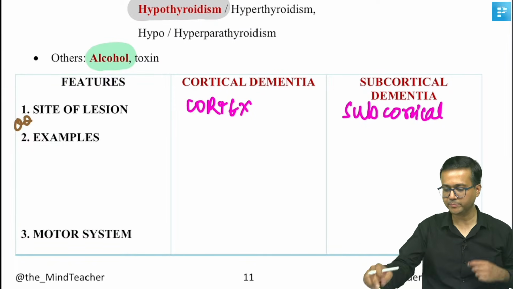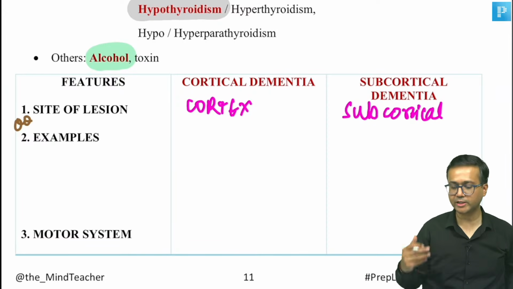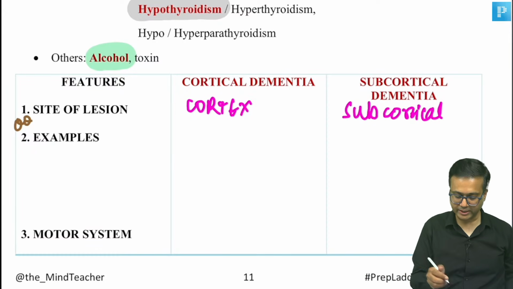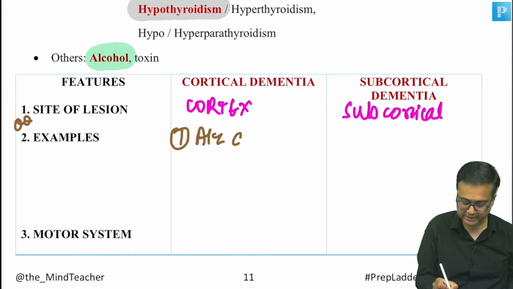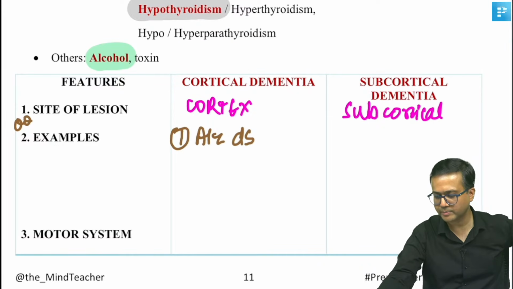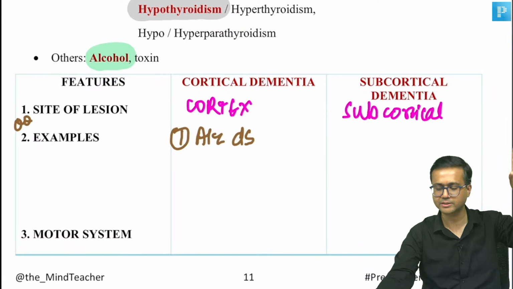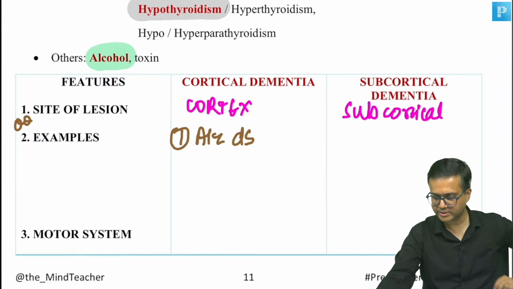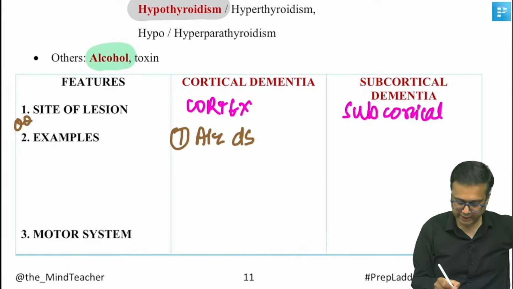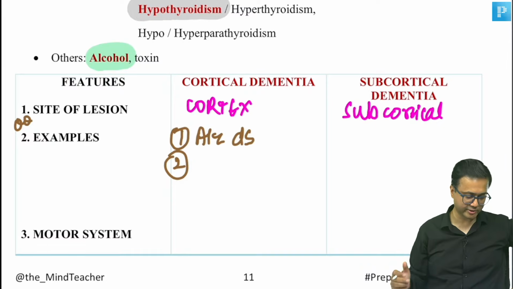Beta, can you tell me some examples of cortical dementia? One very important example is Alzheimer disease. Okay, somebody has asked, organic mental disorder, see, it is the old classification, so in that the organic was kept separate, and then in functional, neurosis, psychosis. Okay?